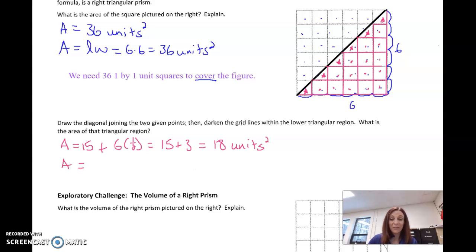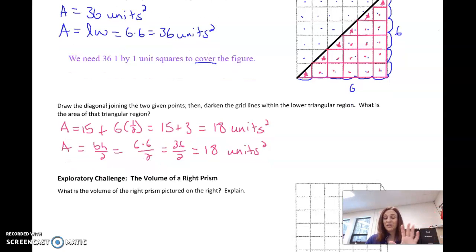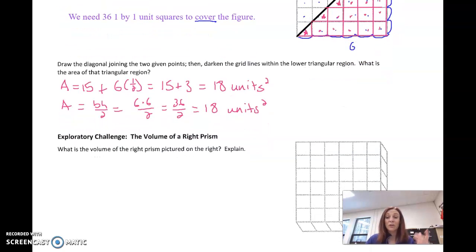But we've already worked on that formula, right? The area of a triangle is base times height divided by 2, or 1/2 the base times height. So if we have 6 and 6 here, 6 times 6 divided by 2 is 36 divided by 2. And guess what 36 divided by 2 is? 18. So that's the stuff we've been working on. We're moving into volumes of prisms, but this was just the two area formulas we used for surface area.